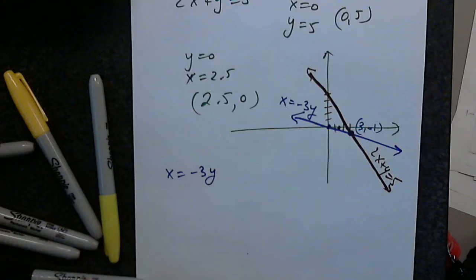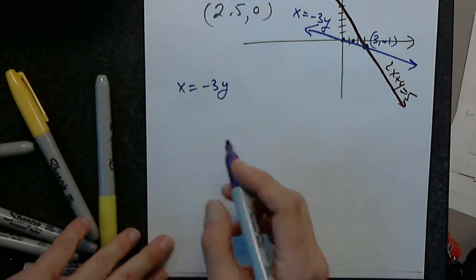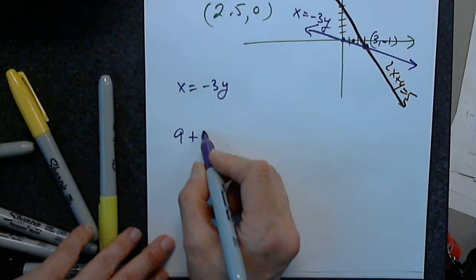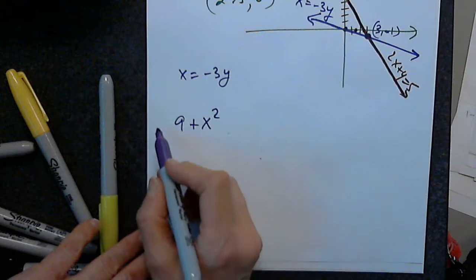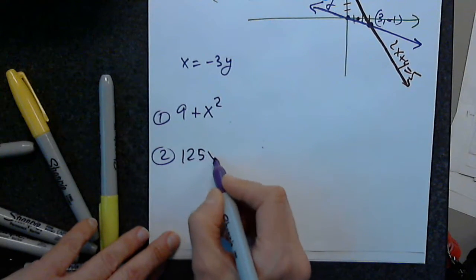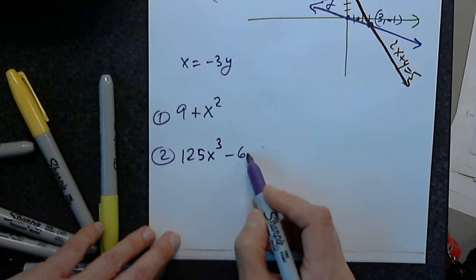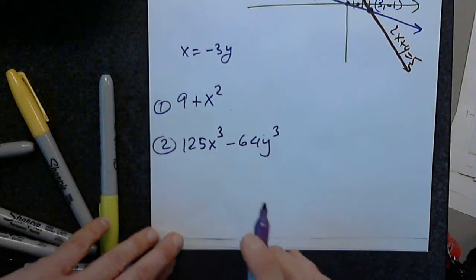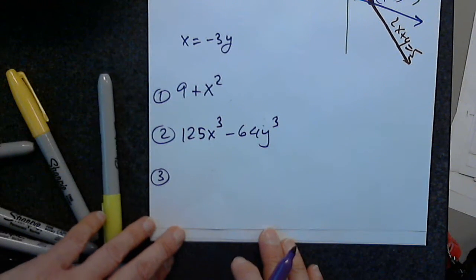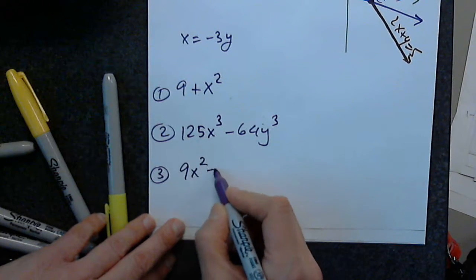So let's do that. I just have difficulty with just binomials. Very good. Okay, let's take a look at a few examples. Let's say 9 plus x squared, that's 1. Okay. Number 2, 125x cubed minus 64y cubed. So that's the second one. 3, 9x squared minus 25.